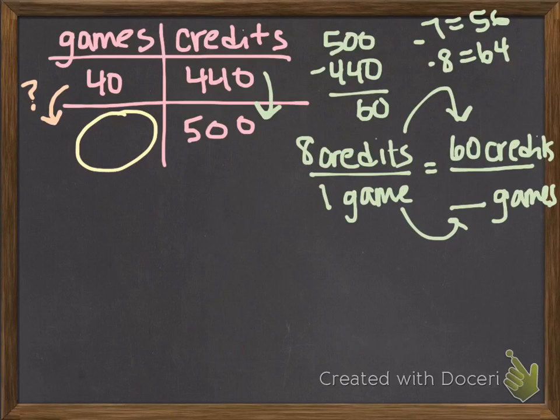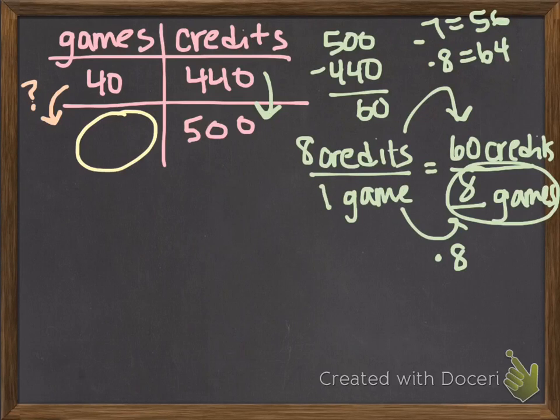So I can't play half a game, okay? So we're going to have to pick the higher number here to get us past that 60 credits. So it's approximately 8 games. Okay? He needs 8 games to finally reach that 500 credit mark. He's going to have a little more than that, but that's okay. That's one way that you can solve this problem.